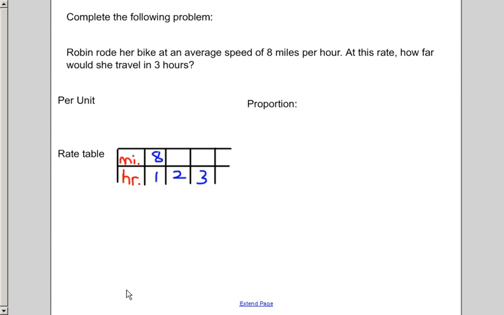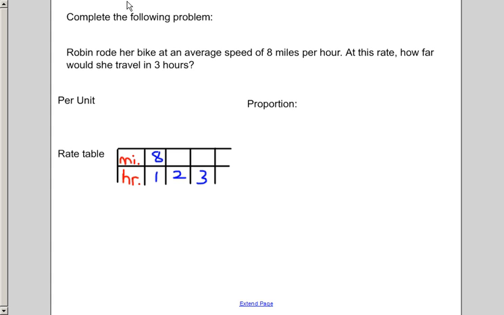So here's an example of a rate problem. We saw something similar in lesson 8.1. The problem says Robin rode her bike at an average speed of 8 miles per hour. At this rate, how far would she travel in 3 hours? In lesson 8.1, we learned about per unit rates. If you can travel 8 miles in 1 hour, then in 3 hours, you can travel 8 times 3 or 24 miles. So that was the per unit example.